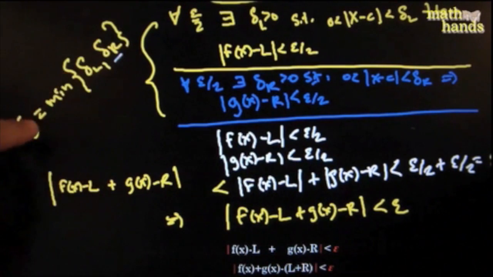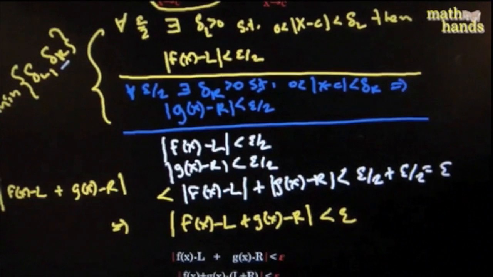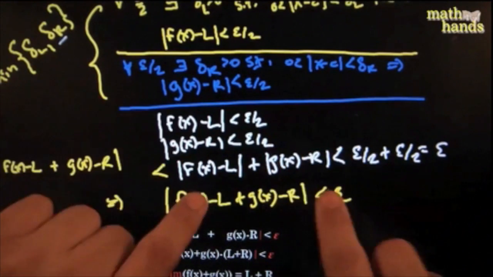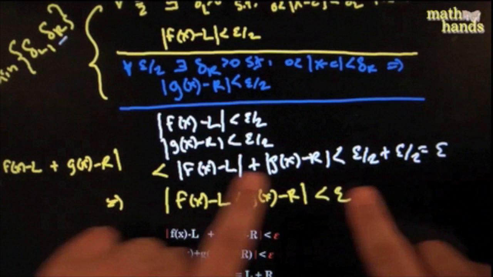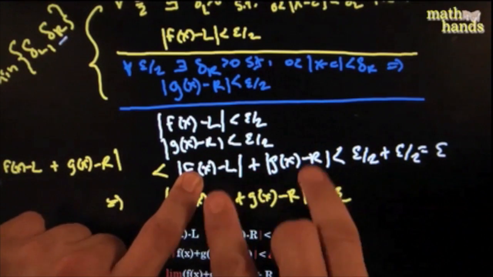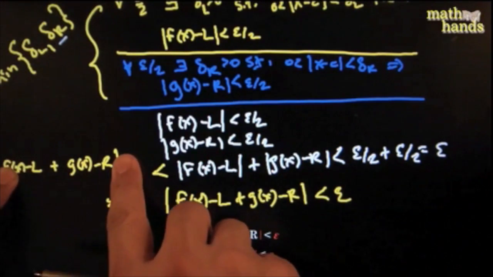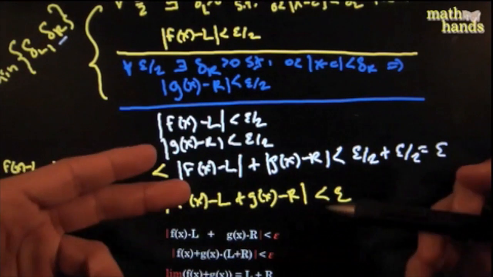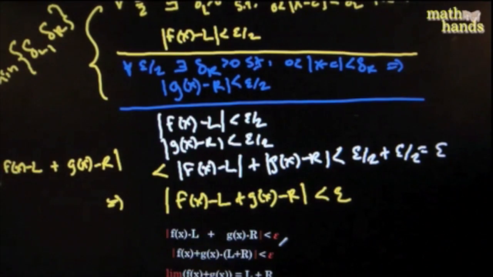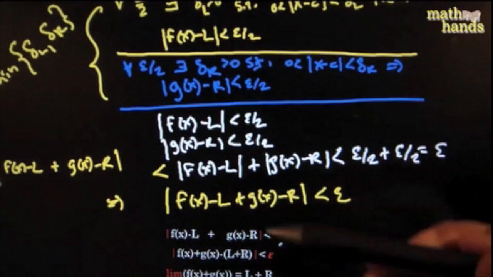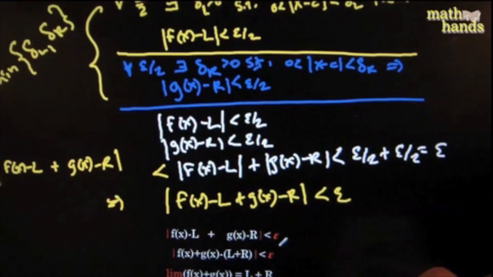And if it's the smaller of the two, then both that's satisfied and that's satisfied. Then when I add those two together, I'm adding something that's smaller than epsilon over 2 plus something that's smaller than epsilon over 2. So the sum of these two is less than epsilon. Use the triangle inequality to put them under the same absolute value. Voila! This is exactly this line, and we have proven that the sum of the limits, when each of them exists and is finite, is exactly the limit of the sums.